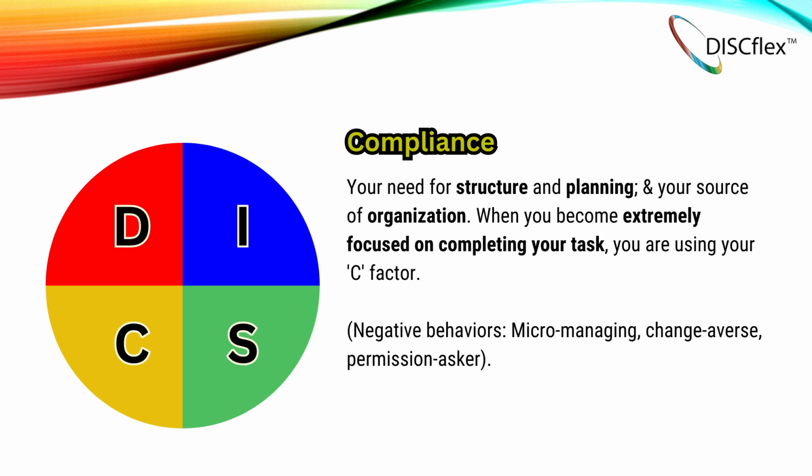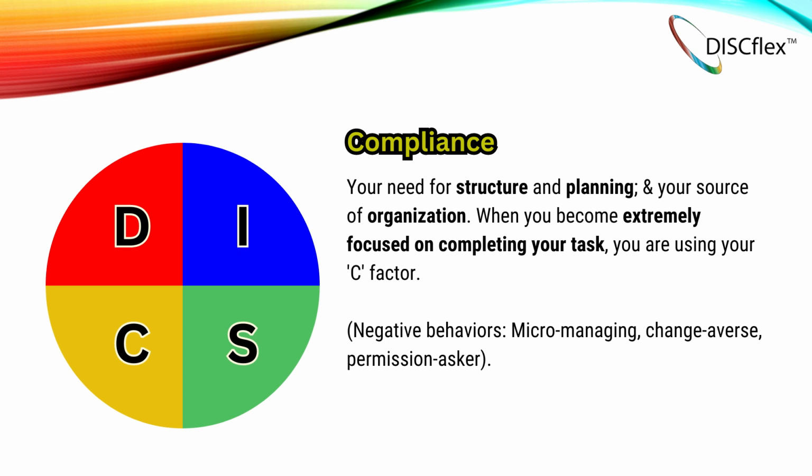So let's move on to the compliance behaviors. When you're looking at compliance, you're really looking for your need of structure, your need for planning. It's your source of organization. If you're completely focused on doing a task and you're going down your prioritization list, that means that you're using C-type behaviors. Checking off your to-do list is a C-type behavior. Those are all positive attributes.